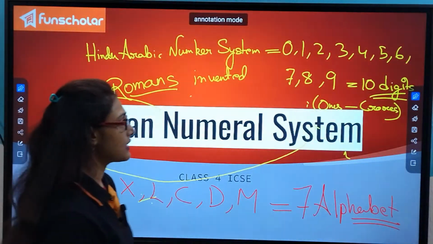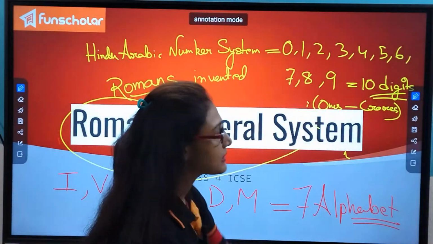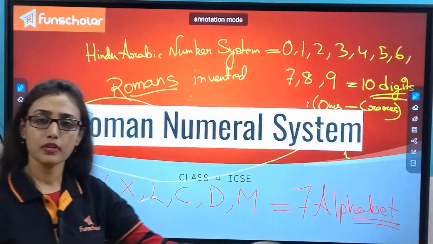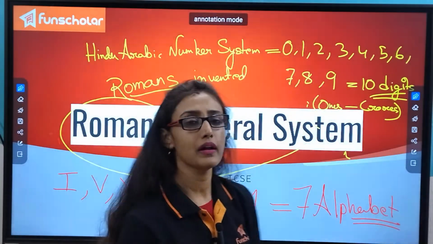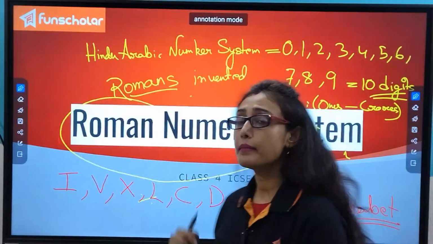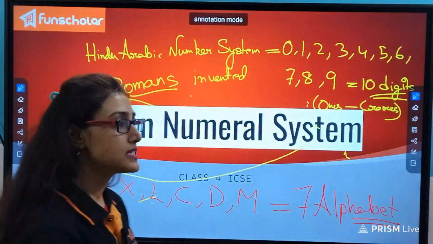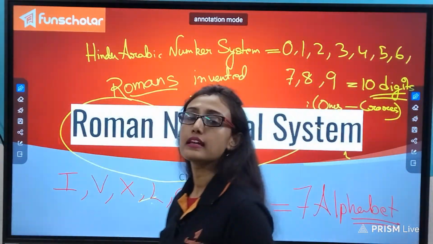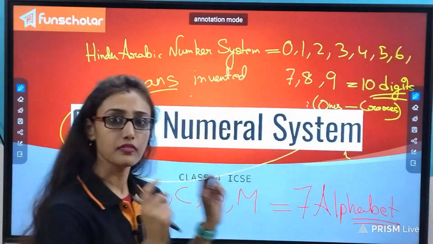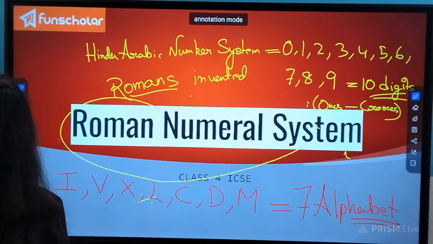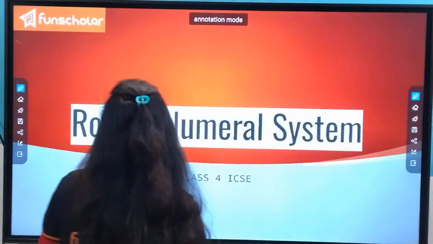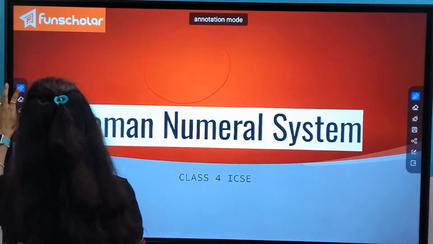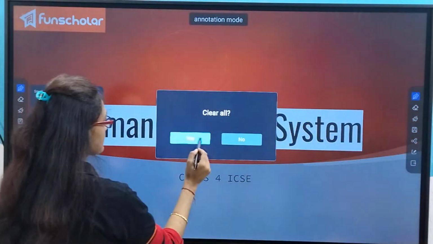So now the question comes, we have our own Hindu-Arabic number system, ma'am. Okay, we have the international system. So why do we need to know about the Roman number system? Because even now we use Roman numerals to present things in a beautiful or fashionable way. Okay, you may have seen a clock.